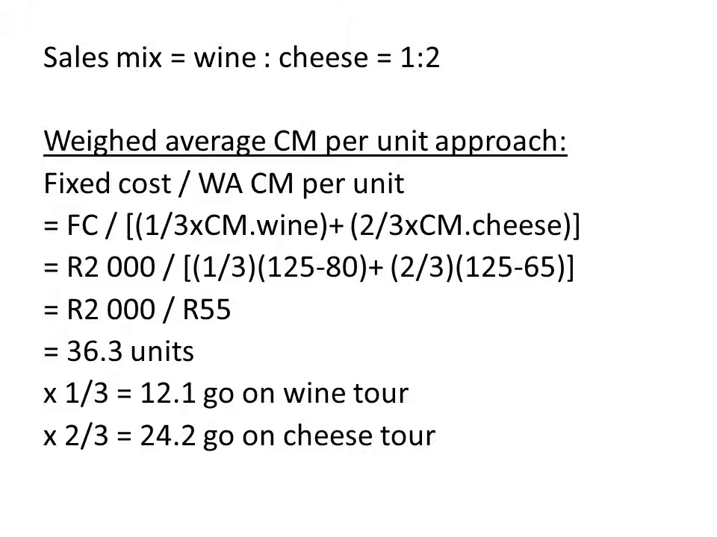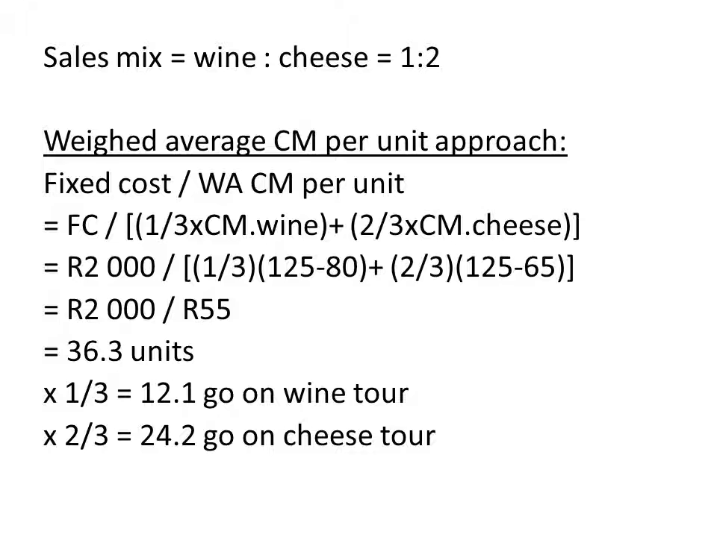To know how many of these students will go on the wine tour, we multiply by 1/3. And if we multiply it by 2/3, we get the number of students that goes on the cheese tour to break even. So in order to break even, remember, provided that the sales ratio is 2 to 1 for cheese and wine, 24.2 students need to go on the cheese tour and 12.1 on the wine tour.